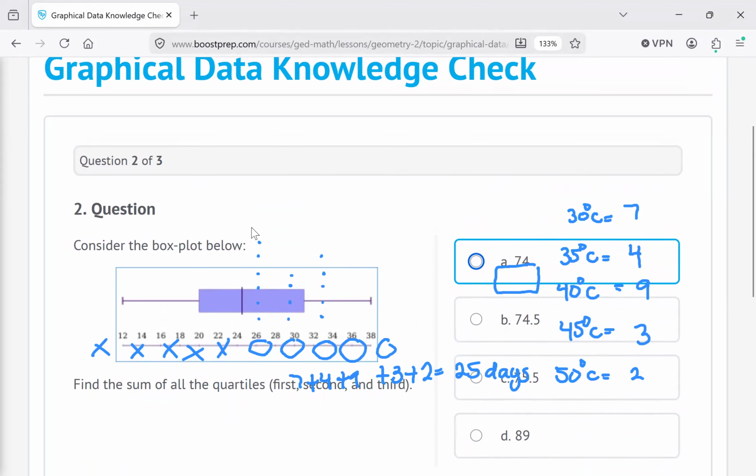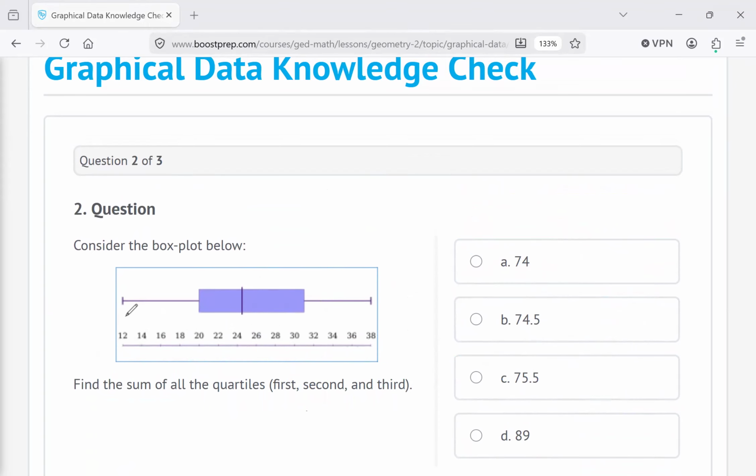Okay, here we have a box and whisker plot. If this looks brand new to you, that's fine. It's okay. I'll show you how to read a box and whisker plot. The question says, consider the box plot. Find the sum of all quartiles: first, second, and third. So I'll explain where the first, second, and third quartiles are.